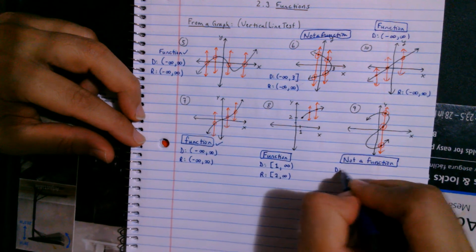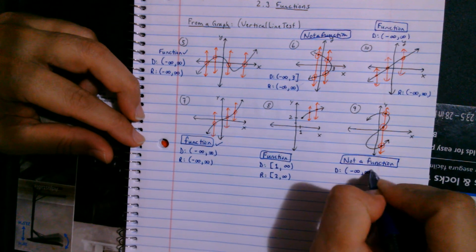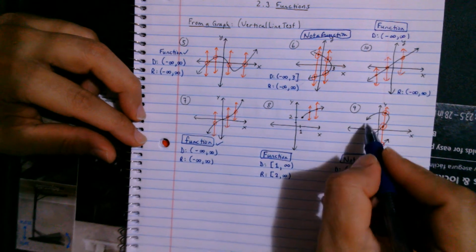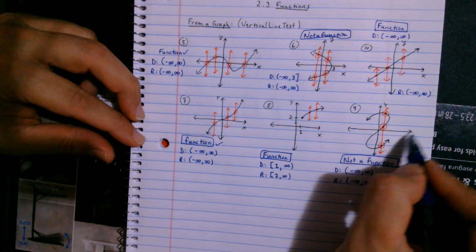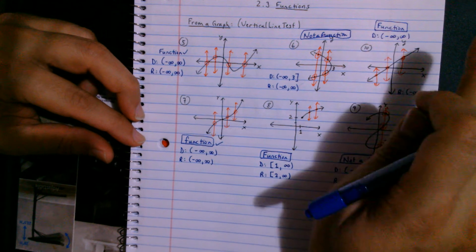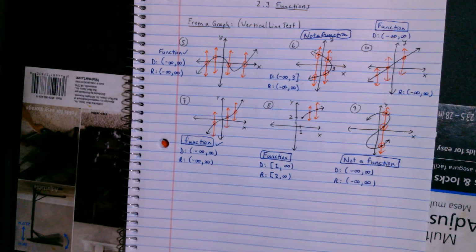And if you're wondering, just in case, the domain is negative infinity to infinity, and the range is negative infinity to infinity. Goes forever down to the left, forever up and to the right. So all the way down forever, all the way up forever. So all real numbers on both sides of the picture. So this is from a graph.